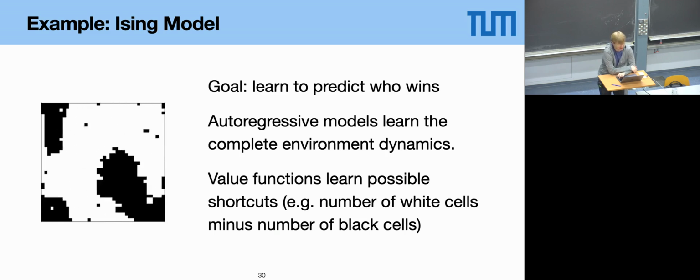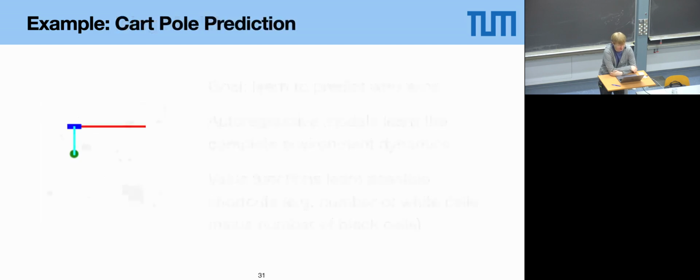So yeah, as an illustration again. Another one would be cart pole prediction. Cart pole is this little thingy here where you have a cart and a pendulum attached to it, and you can only apply force to the cart, and the goal is to swing up this pendulum. But we're not interested in the control task here, but only in prediction.